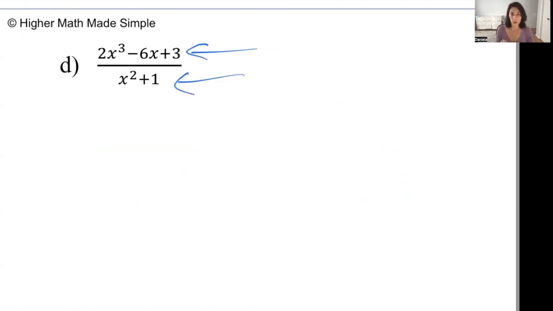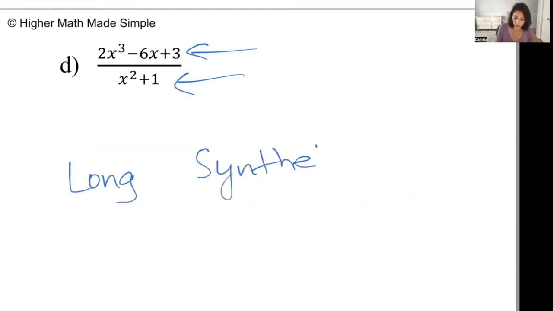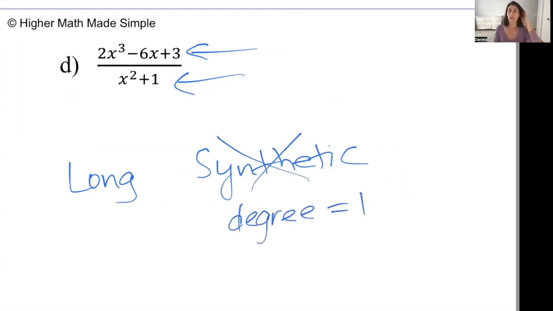So the two ways that you can do it is long division or synthetic division. Now, we cannot use synthetic division. Synthetic division, you can only use if the degree or the highest exponent is 1. Okay, it has to be linear.